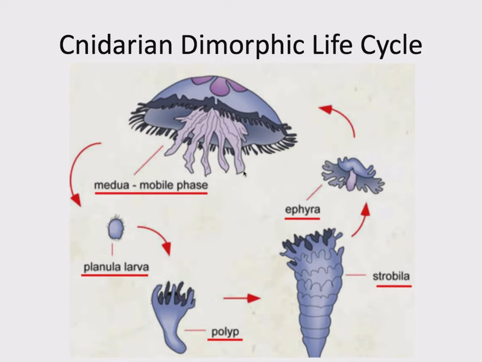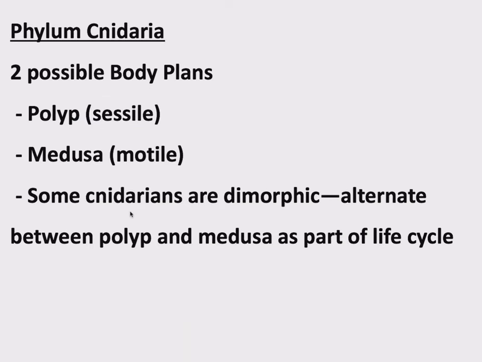Some sea jellies will have a certain phase of their life where they have the medusa body plan, but then they go back to the polyp body plan and then convert to medusa again. That is called dimorphic. Not all of them do it. Some cnidarians are dimorphic. They alternate between the polyp and the medusa just as a normal part of their life cycle.